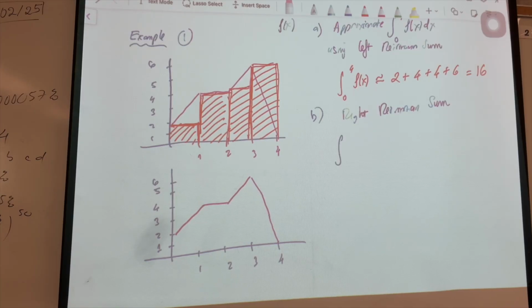Okay, what did you get for the right? So the right, you're gonna start from here, right? You're gonna use a different number, a different color. And then, what did you get? Raise your hand if you got the right Riemann sum already.